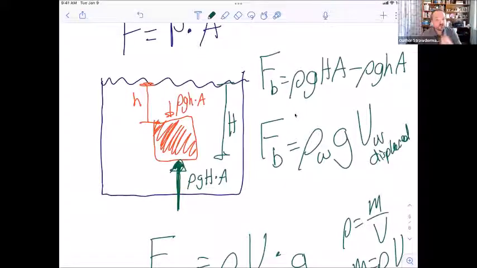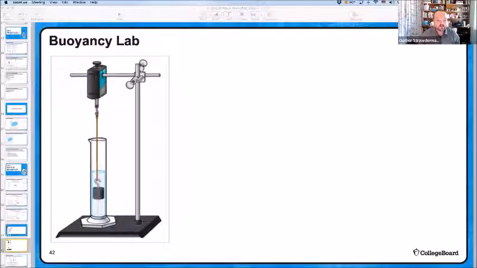Is there a good lab that we can do with buoyant force? Absolutely, there's a good lab we can do with buoyant force. And here is kind of a picture of the setup that you would need in order to get this to work.